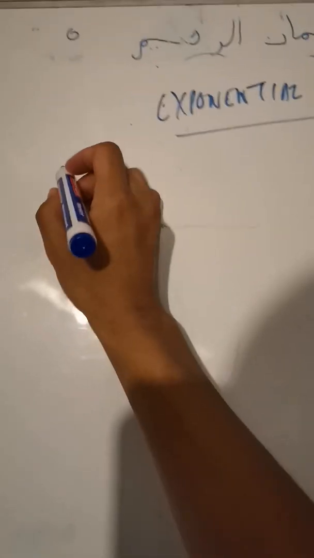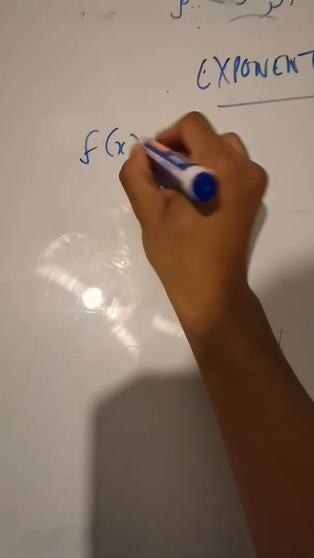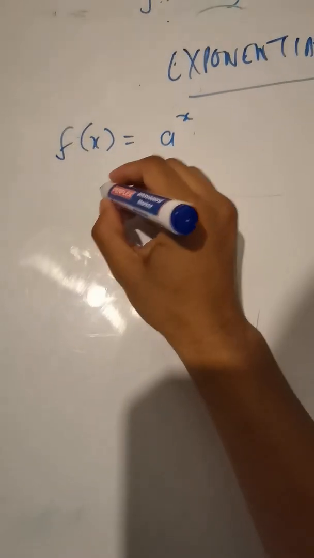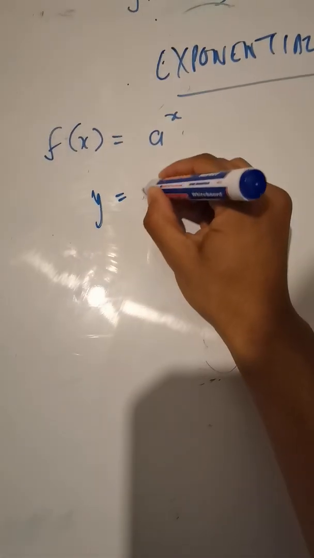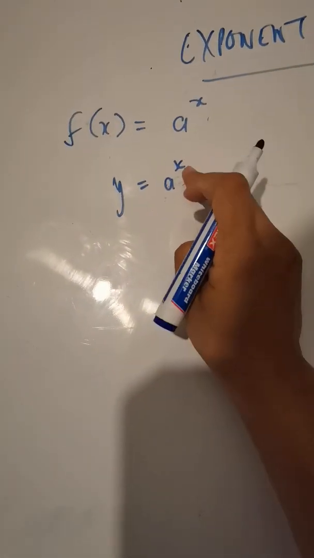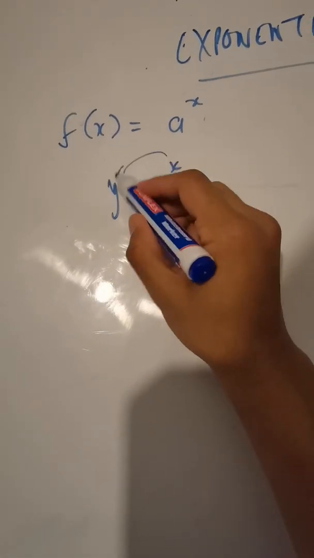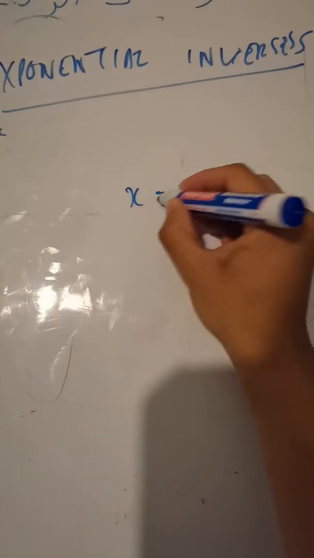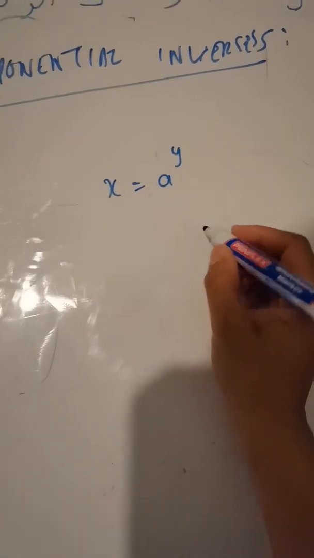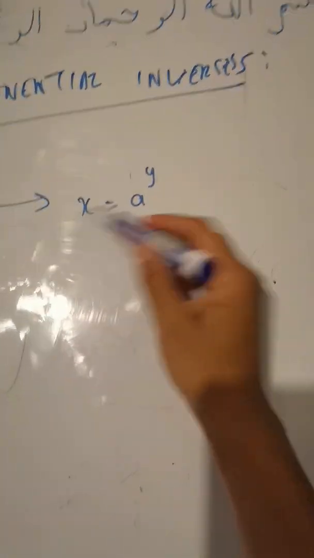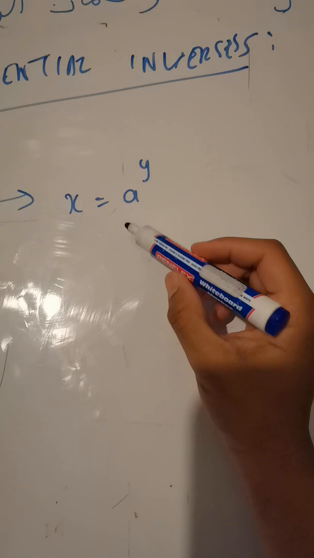So for exponential graphs, we know that, for example, f of x is equal to a to the power x. Let's say y is equal to a to the power x. Now for the inverse, you just switch the x and the y around. So then you're going to have x is equal to a to the power y. So that's the original graph, then for the inverse, you say x equals a to the power y.